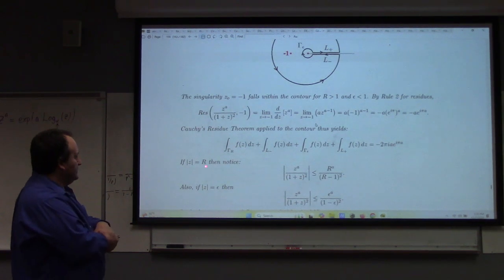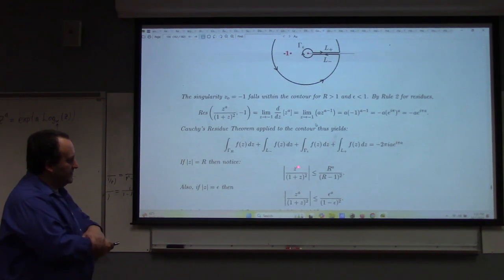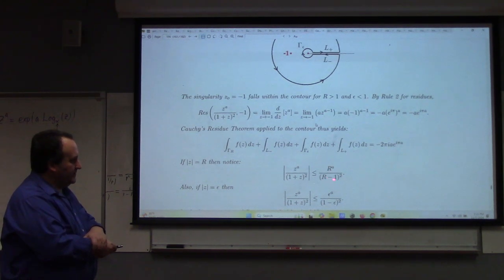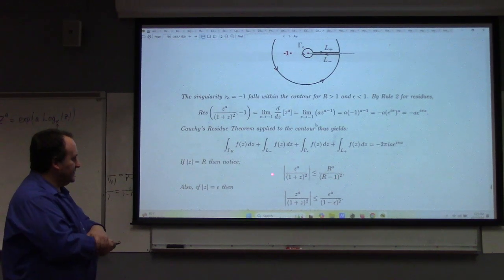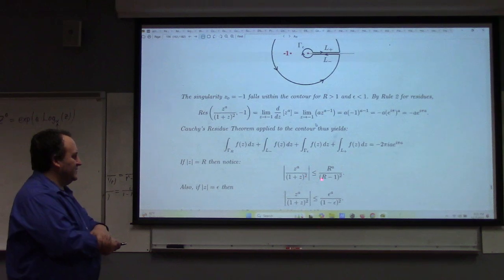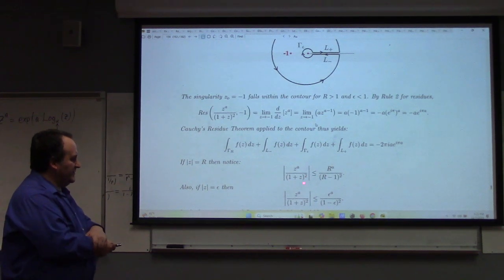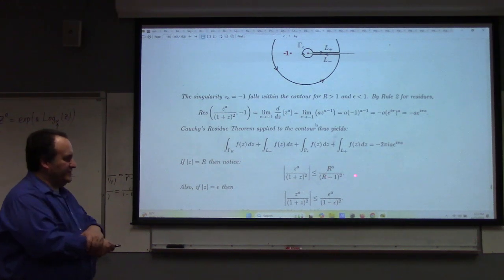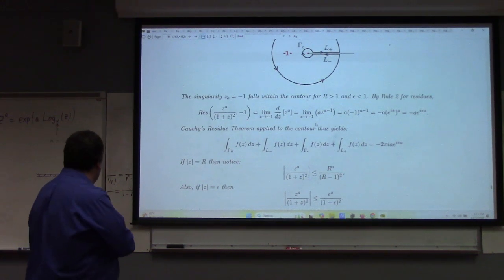For the outer circle, notice that we can bound the integrand z to the a over 1 plus z squared by r to the a divided by r minus 1 quantity squared, right? Assuming that r is greater than 1. I guess it doesn't matter if r is greater than 1. That's just true. Oh, wait a minute, no, that does matter. So here, what am I using? How did this change to r minus 1? I'm using this thing we talked about last class, right?